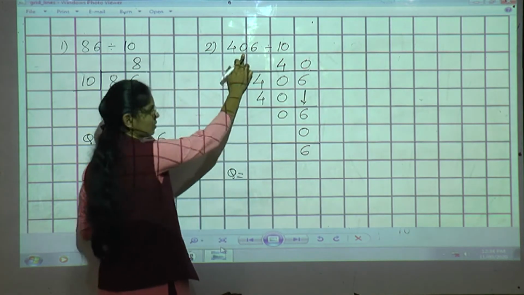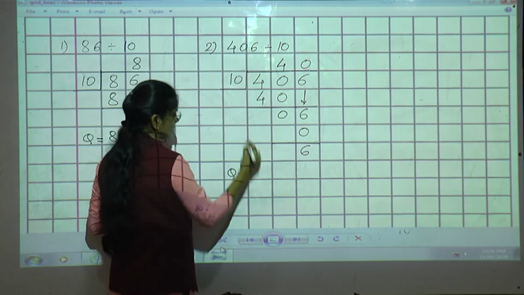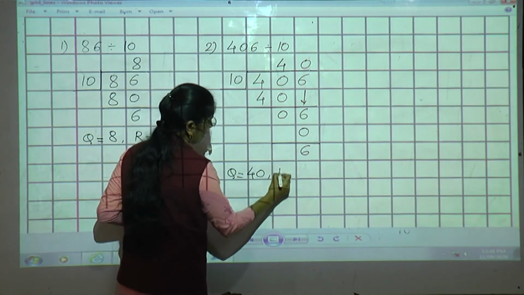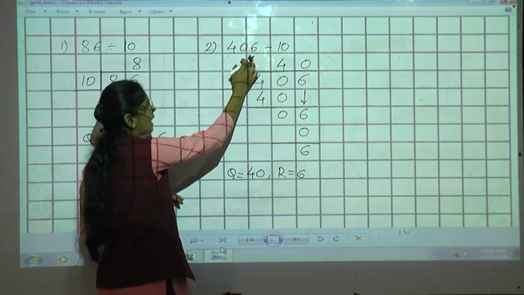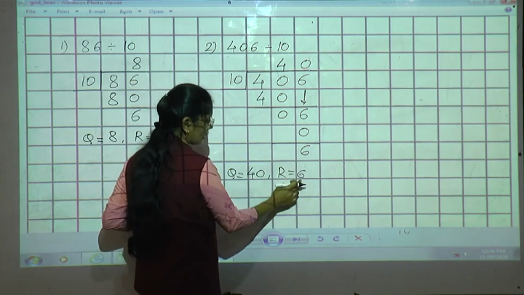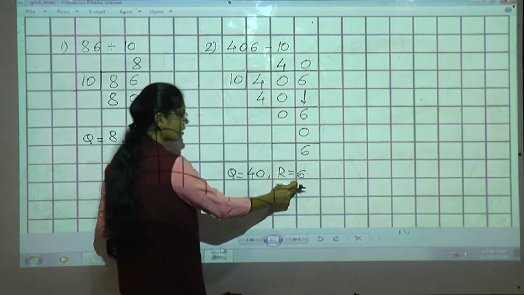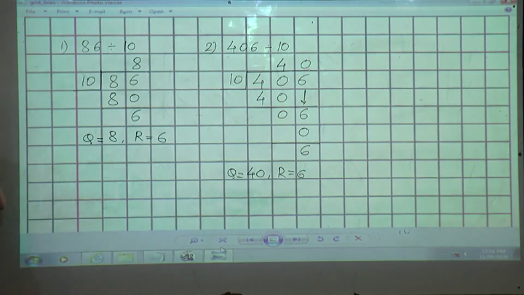So look at the example. Here 40 is there. So quotient is 40 and remainder we got 0. So see this number at ones place, here 0 is there and here we got the remainder 0. Okay. So in this way if you will divide by 10 to any number, then you will get the remainder that ones place digit and the remaining numbers will form the quotient.